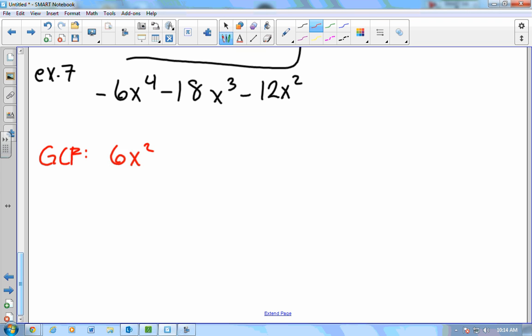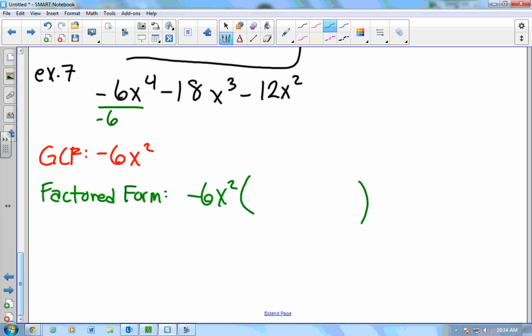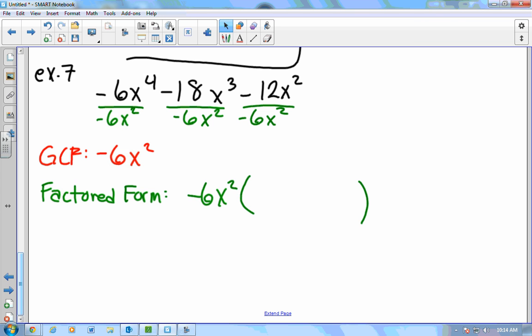They all have a negative in common as well. So let's go through and factor this out. Factored form, you have to write that GCF. That is part of the factored form, so don't just make it disappear into oblivion. You actually write that. So we're going to divide out by negative 6x squared on each of them. Remember, that means you're subtracting exponents. Okay, go ahead and divide them out.